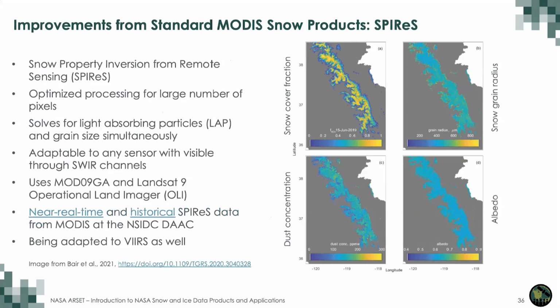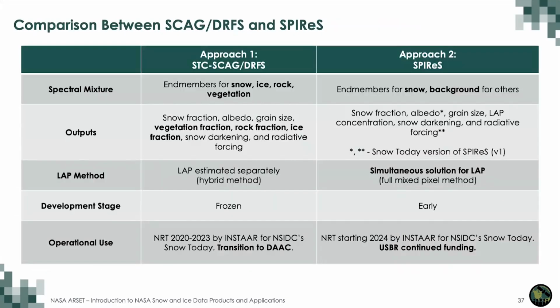There's also another advancement called SPIRES, Snow Property Inversion from Remote Sensing. This is kind of a carry-on from the SCAG and DRFS. It has optimized processing for a larger number of pixels, and then it solves for light-absorbing particles, or dust essentially, and grain size simultaneously. And this is nice because it's adaptable to any sensor with channels from visible to the shortwave IR. And again, I mentioned these are now being produced and provided by the NSIDC DAAC, currently for MODIS, but it's being adapted for VIIRS as well.